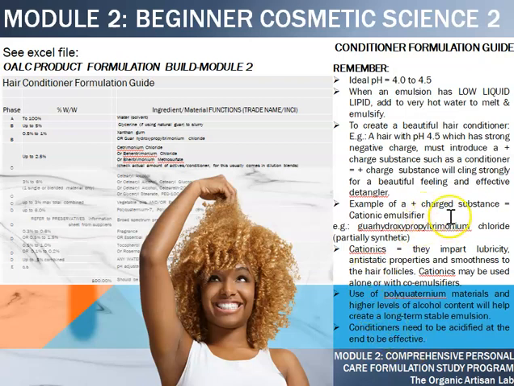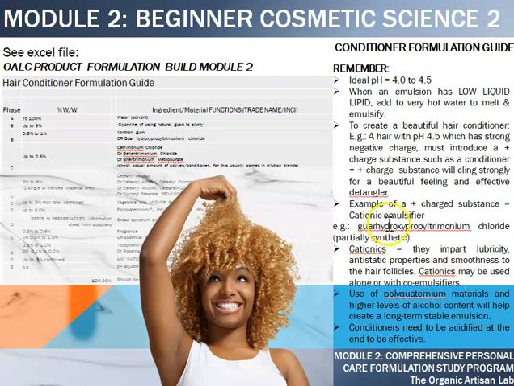An example of a positively charged substance is a cationic emulsifier like guar hydroxypropyltrimonium chloride or behentrimonium chloride, behentrimonium methylsulfate, and so on. Cationics impart lubricity, anti-static properties and smoothness to the hair. Cationics may be used alone or with co-emulsifiers. We'll find that out as we continue. Use of polyquaternary materials and higher levels of alcohol content will help us create a long, stable emulsion.